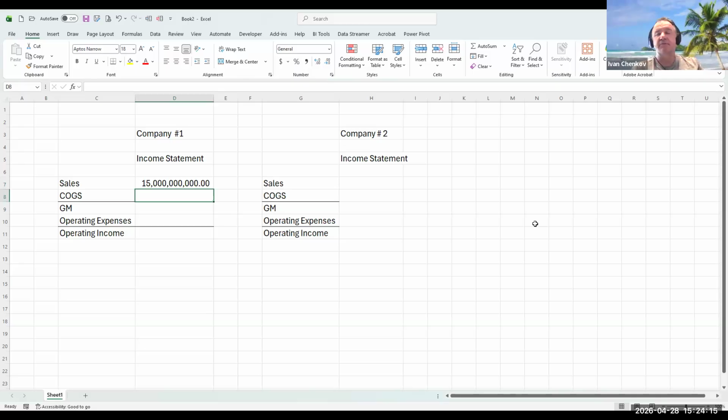Then the first company is going to have $12 billion cost of goods. Now let's make it less: $10 billion cost of goods sold. Then the gross margin will be this one minus this one. And then they're going to have operating expenses of $3 billion. And obviously the operating income in this case will be $2 billion.